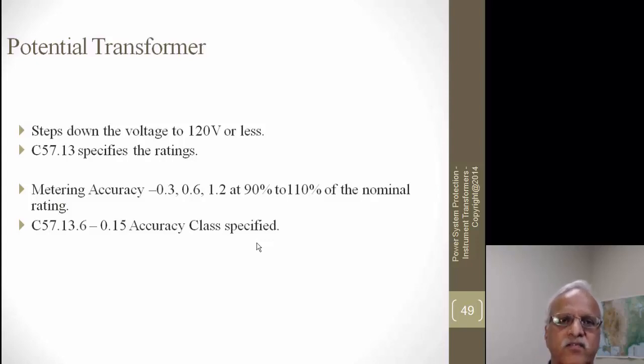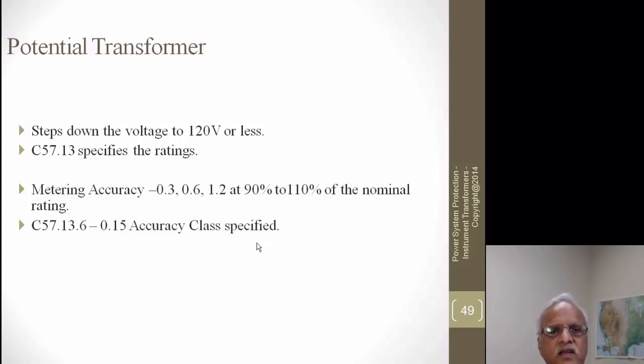Okay, now we will go to the other input to the relay, which is the voltage input. So we use the potential transformer to step down the voltage to 120 volts or less, and C57.13 again specifies the ratings. And then here you have metering accuracy, you have 0.3, 0.6, 1.2. You don't have a protection class or a metering class like in CTs. Here the voltage range is from 90% to 110%.